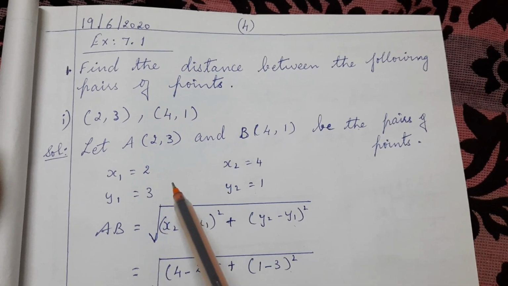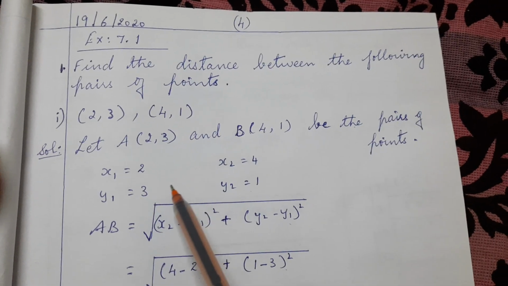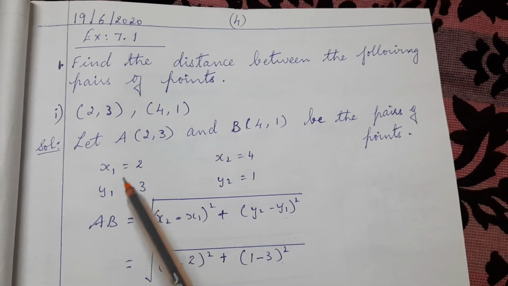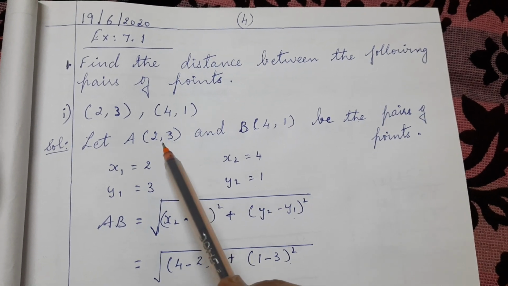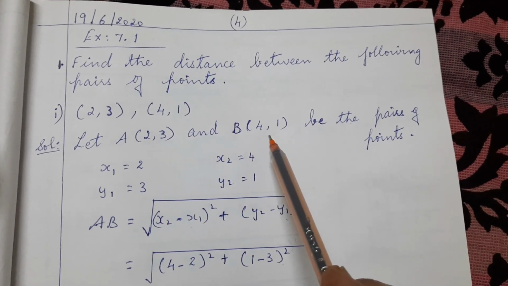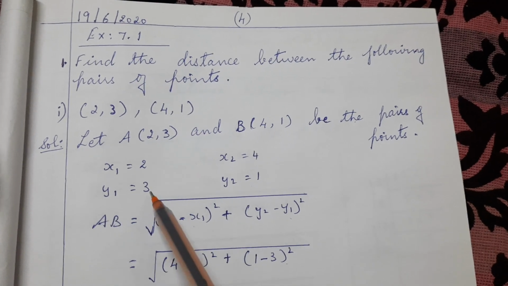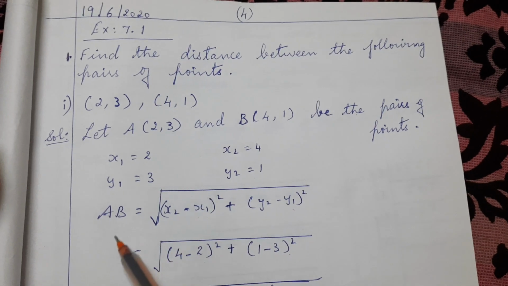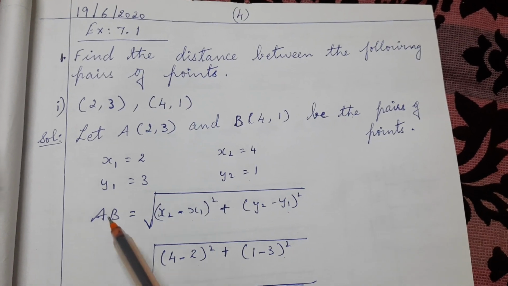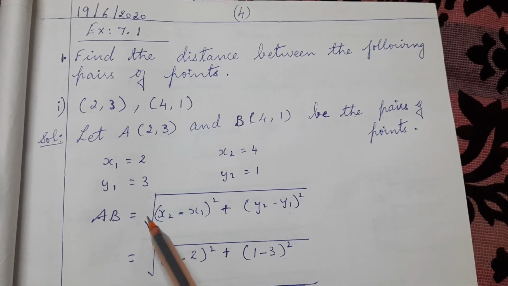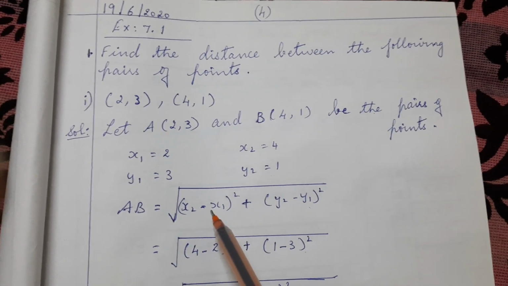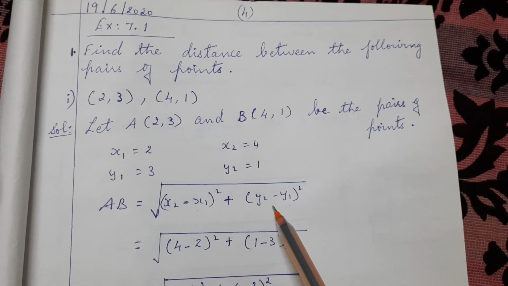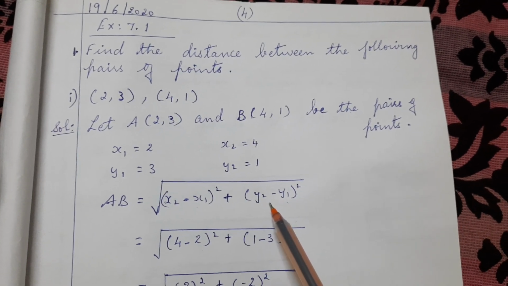So now you know very well, when there are 2 points, we will assume the points as (x1, y1) and (x2, y2). So here A(2, 3) is (x1, y1) and B(4, 1) is (x2, y2). So x1 is 2, y1 is 3, x2 is 4, y2 is 1. Now the distance between the 2 points A and B: AB is equal to root of (x2 minus x1) the whole square plus (y2 minus y1) the whole square. Always you have to write the formula first and then proceed to do the sums.